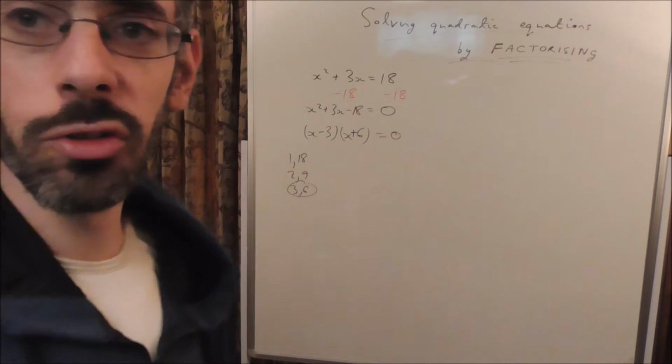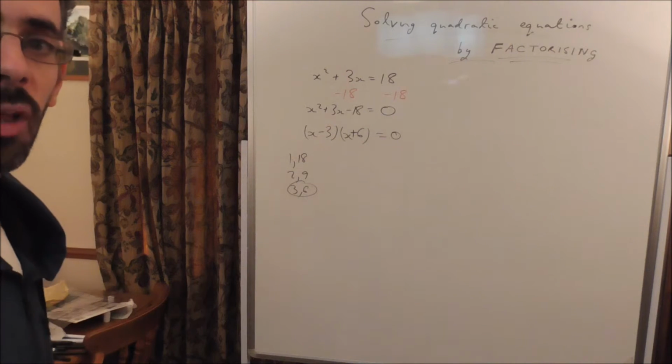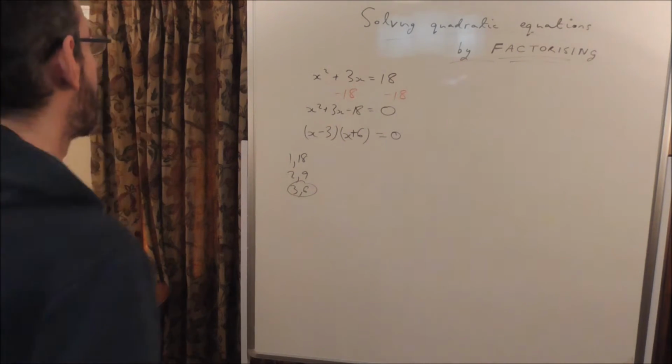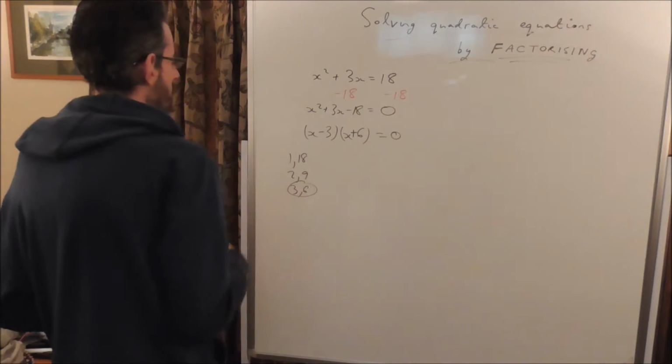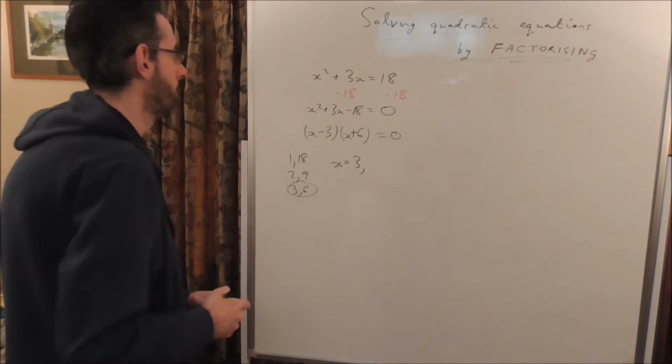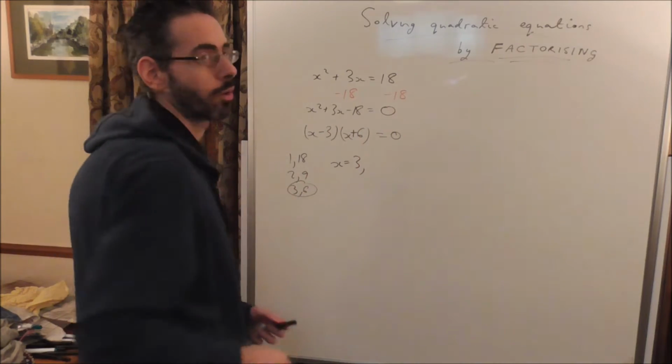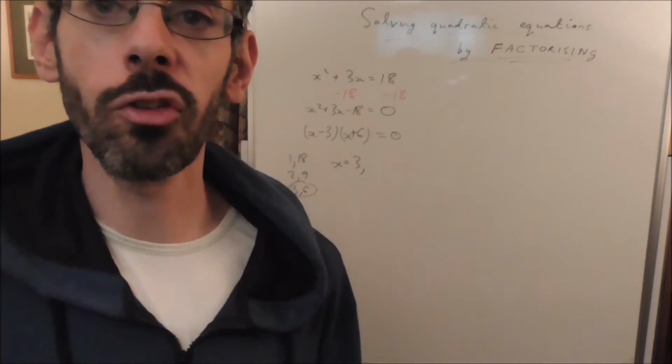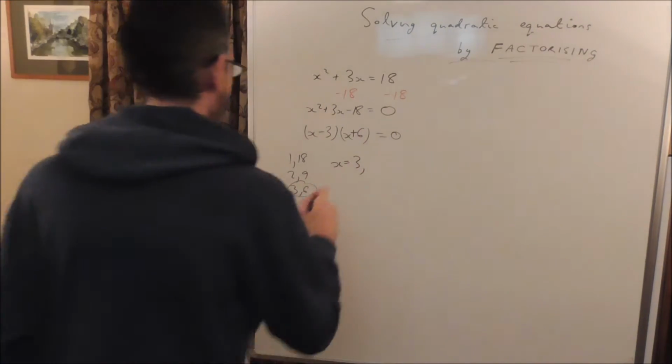And now to find the solutions, you just look at each bracket in turn and think what makes that bracket 0. So what value of x makes this bracket 0? Well, it's 3. 3 take away 3 is 0, so 3 is a solution. And what value of x makes this bracket 0? Well, it's minus 6. So that's the second solution, minus 6.